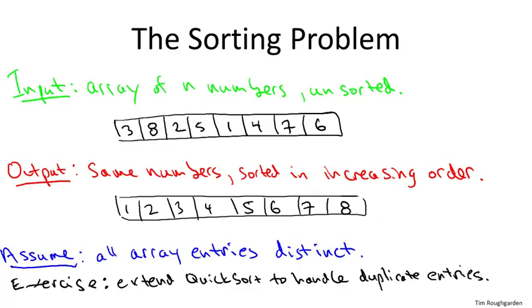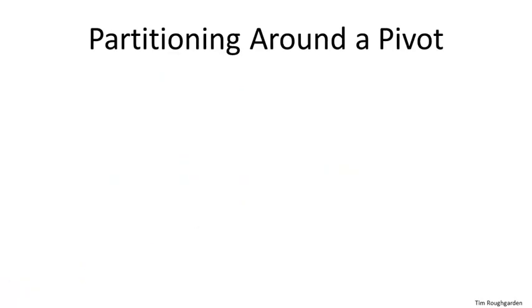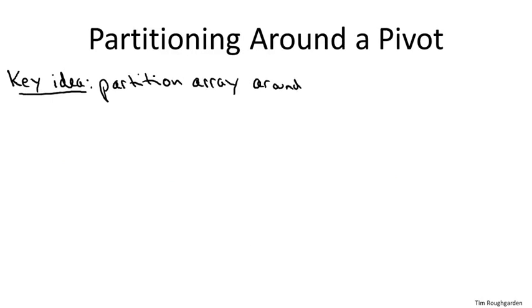To discuss how Quicksort works at a high level, I need to introduce you to the key subroutine. And this is really the key great idea in Quicksort, which is to use a subroutine which partitions an array around a pivot element. So what does this mean? Well, the first thing you got to do is you got to pick one element in your array to act as a pivot element.